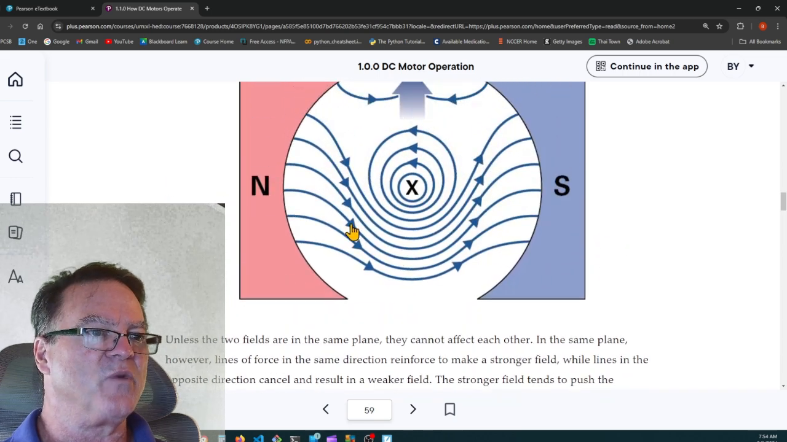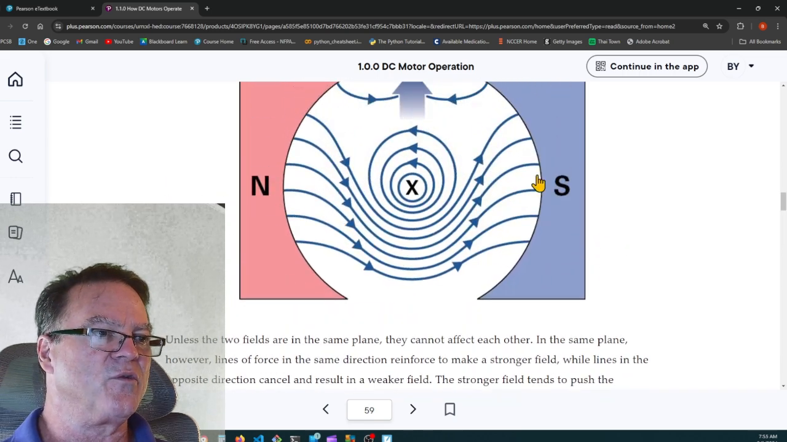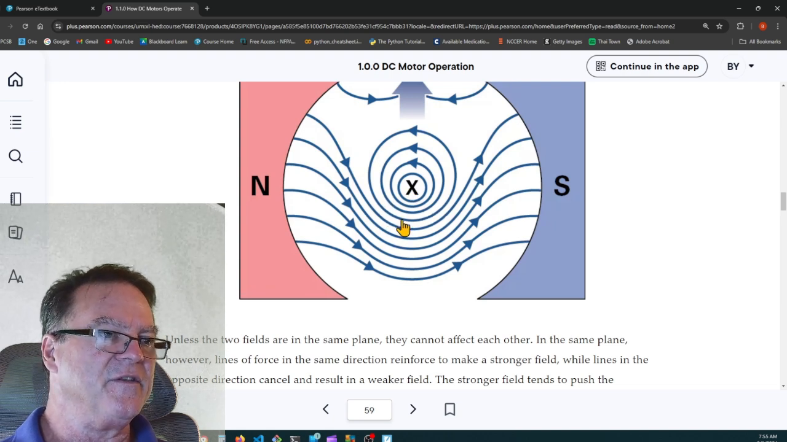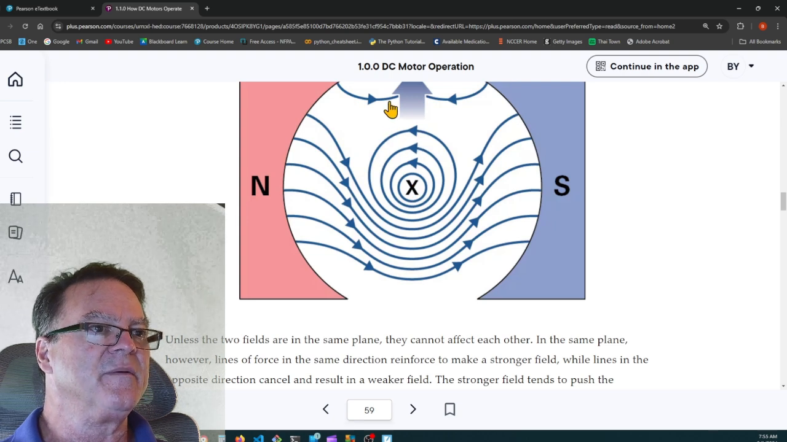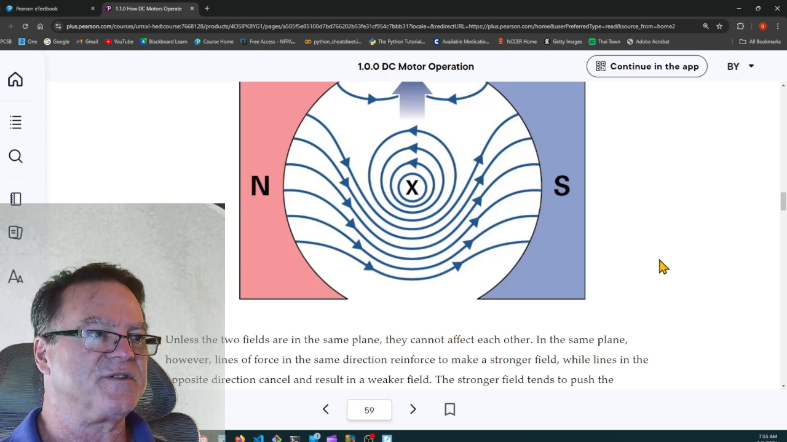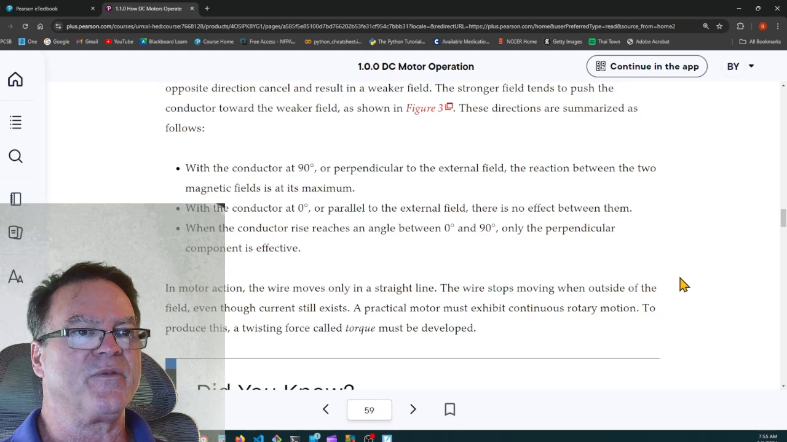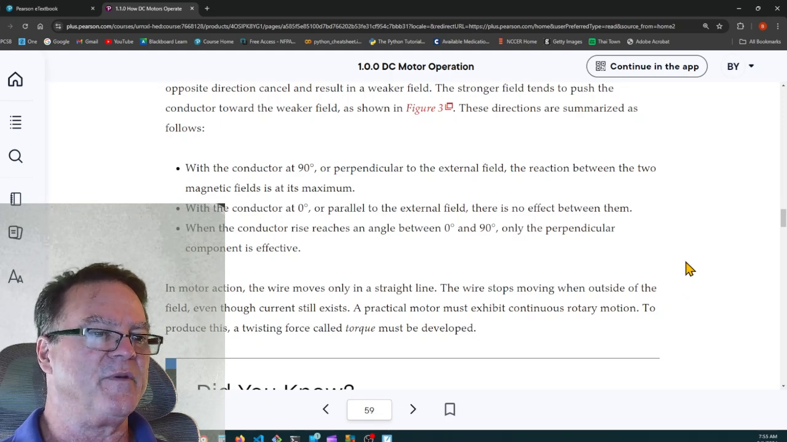So, in other words, when these lines of flux are going from north to south, and these are also going in the direction of those arrows, these two aid each other and it pushes this conductor up. This is weaker when it's opposing the north-south field. So it draws it up. It actually pushes it up through the permanent magnets.